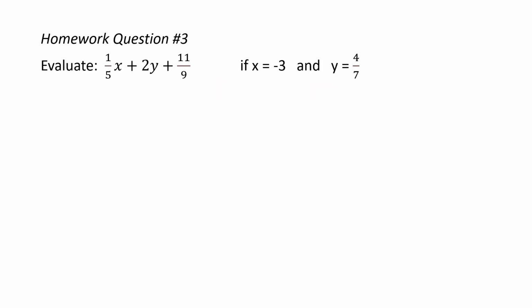So here's your homework question number 3. 1/5 x plus 2y plus 11 over 9. If x equals that and y equals that, remember, two things side by side means multiply, so don't forget you're multiplying between those two things, okay? So write this problem down so you can enter it for your homework question number 3.